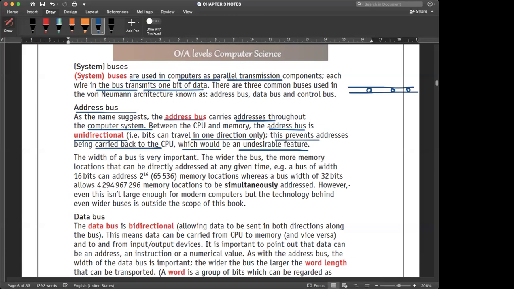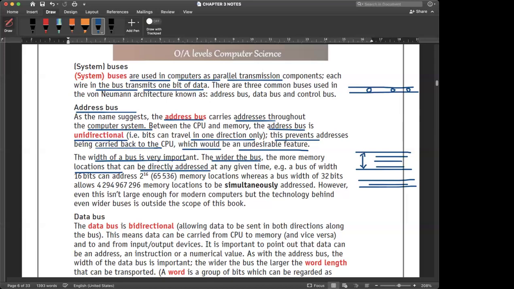So one more thing is very important. The width of a bus is very important. The wider the bus, the more locations can be directly addressed. So wide means the size of the bus. If the size of a bus is wide, you see here, so more and more data can be sent. And if the width of the bus is not wide, like this, look, so less data will be sent. Do you understand this logic?